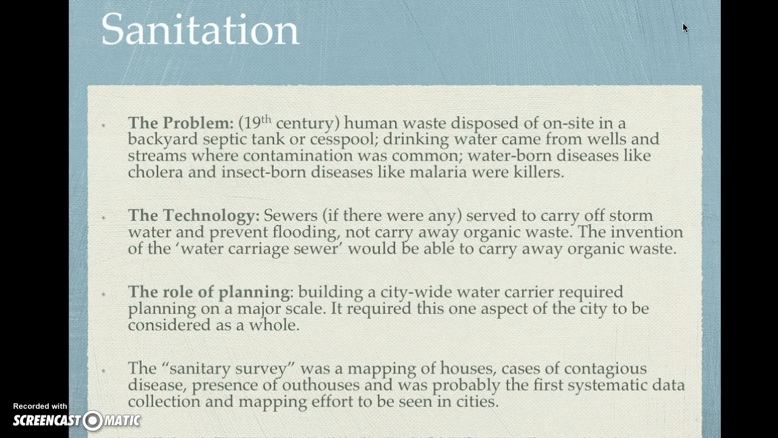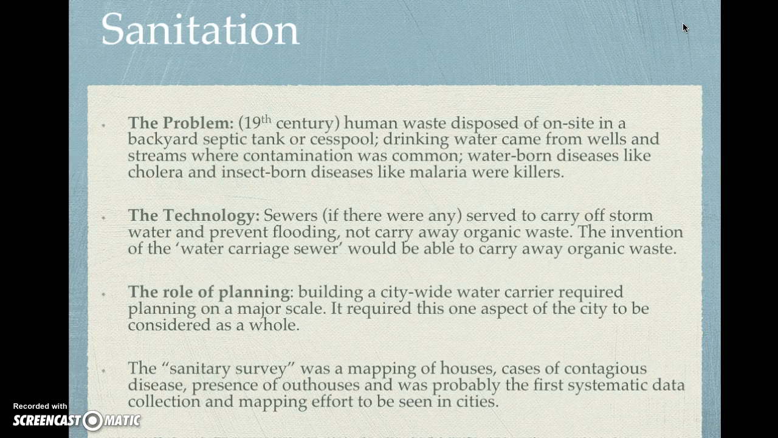So I just want to use sanitation as an example, so you can see how an urban planner would get involved in something like this. The problem in our 19th century cities was human waste. We did not have our nice little flushing toilets. Human waste was disposed of on site in a backyard septic tank or a cesspool. There was no flushing the toilet and it getting carried far, far away from where you live. We didn't have that. Drinking water, same thing.